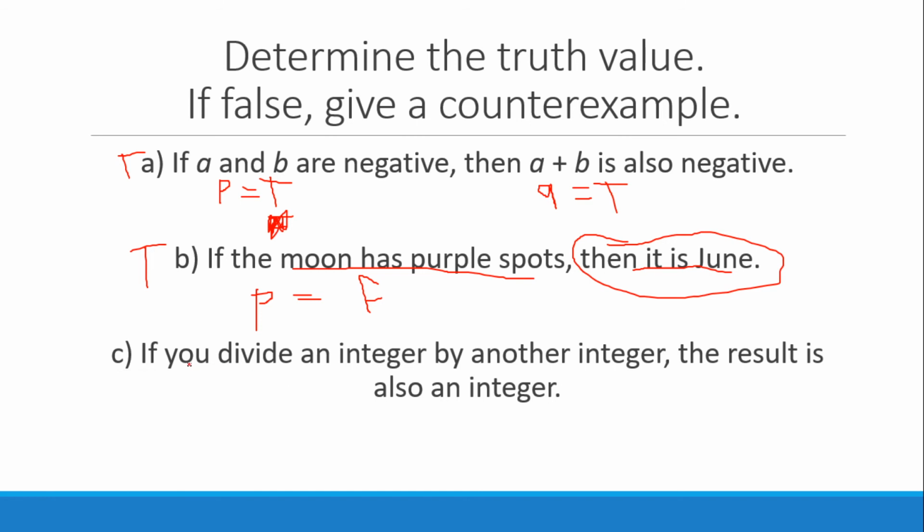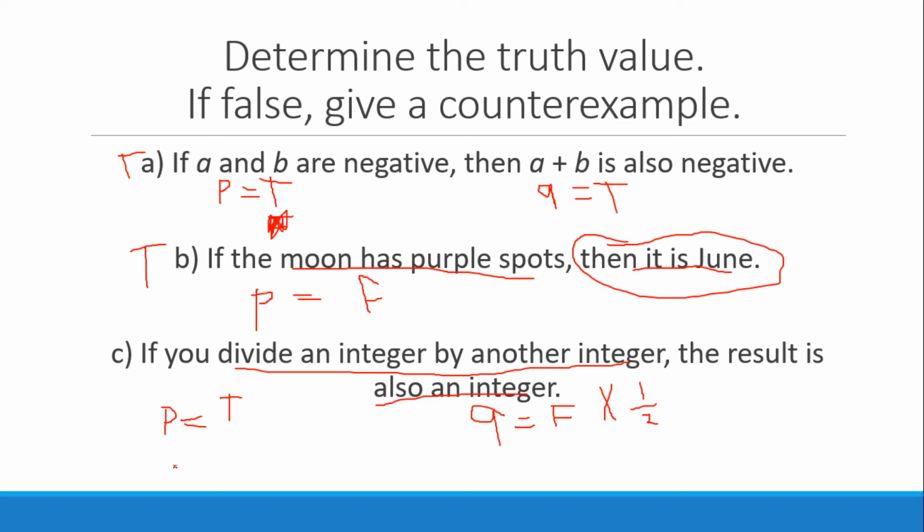Okay. If you divide an integer by another integer, so that's our premise, then the result is also an integer. So if our premise is you're dividing by an integer, and it's a true statement, the result will also be an integer. Is that a true statement? Well, I can provide at least one example, so I would say this is a false statement. Example, what if you divide 1 by 2? Is that an integer? No. This is not an integer, okay?